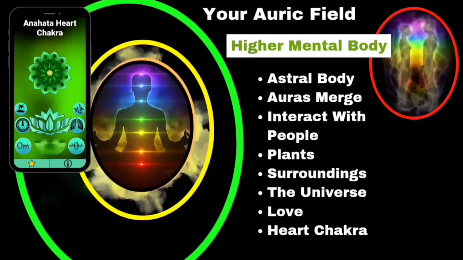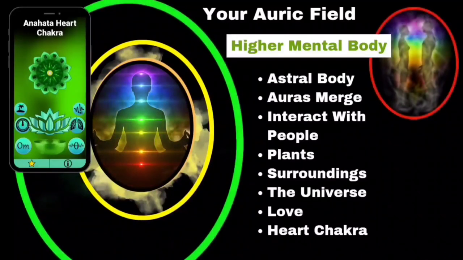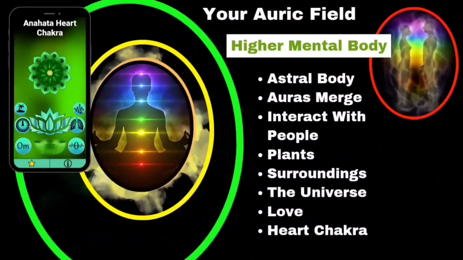Higher mental body. The more layers that are added to the auric field, the finer and faster the energy is pulsing, and this is connected to Anahata heart chakra. When it comes to the higher mental body, this is where our auras merge and interact with other people, animals, plants, and your surroundings, and the universe. Here we feel the love of relationships, and this is strongly associated with the heart chakra, Anahata.